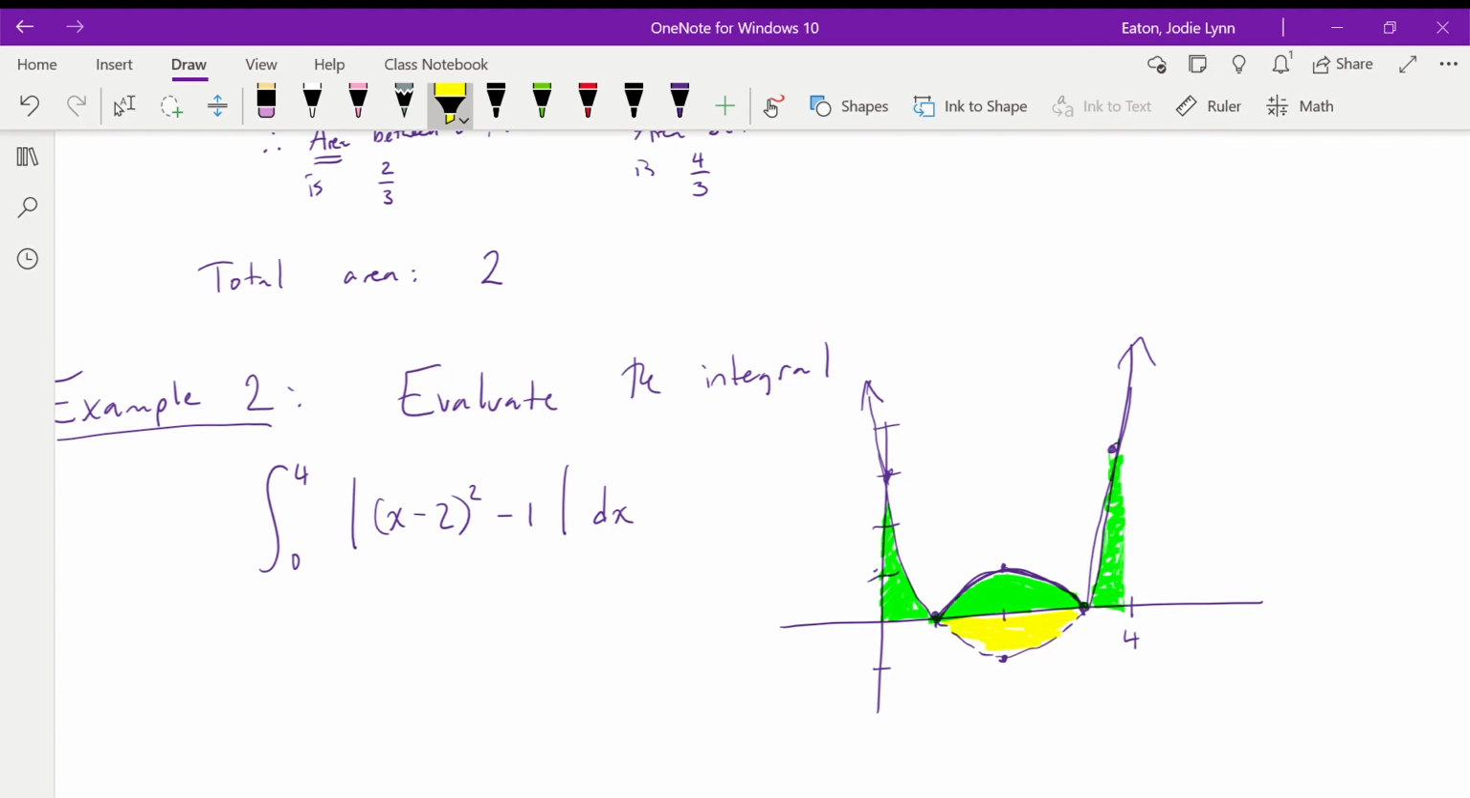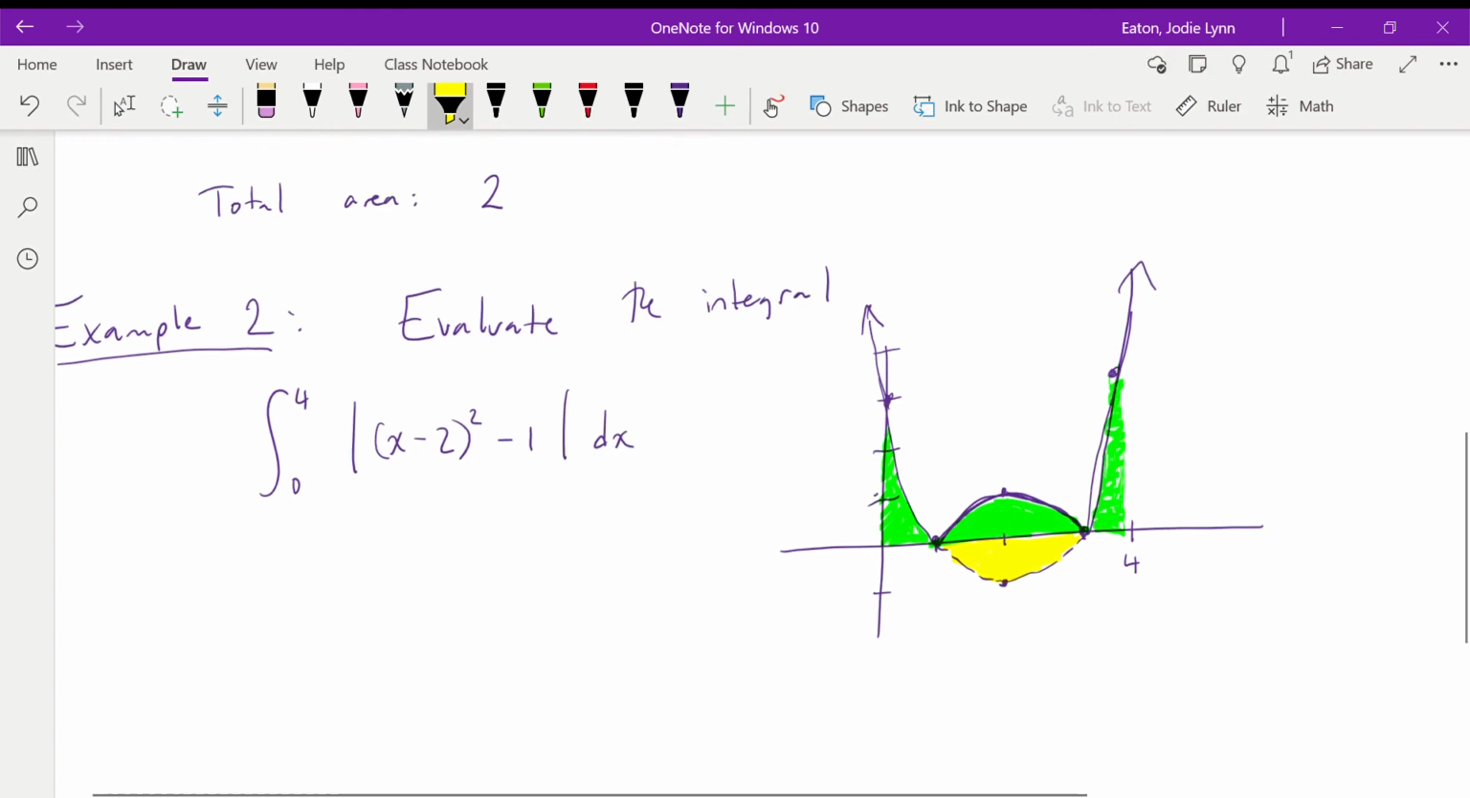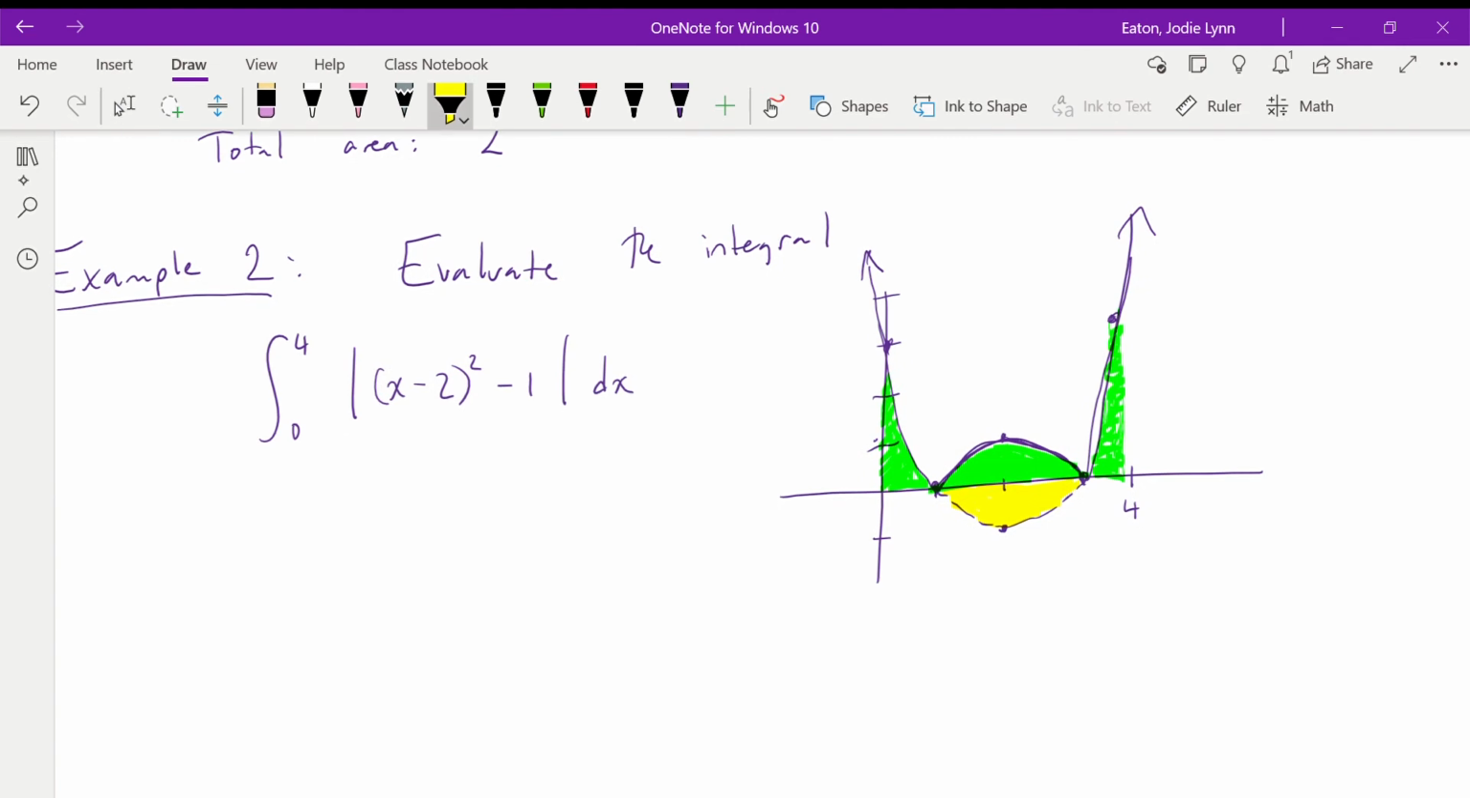So this would be our negative area down here. And then the green area is just the positive version of it. So what we want is we want the negative. We can just take the integral of the function without the absolute value sign from 0 to 4, but we're going to have to do it in pieces.